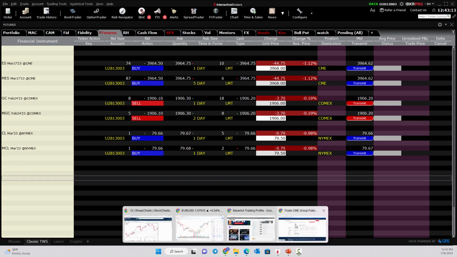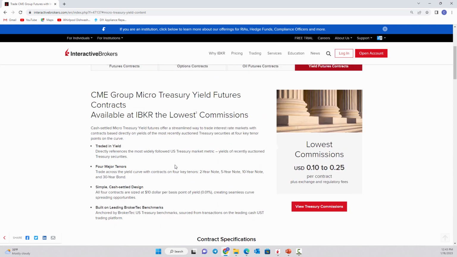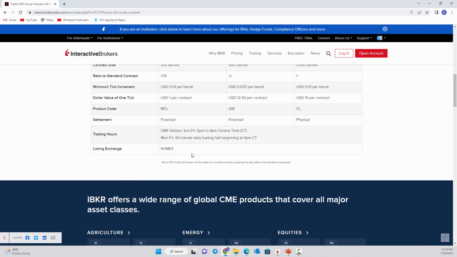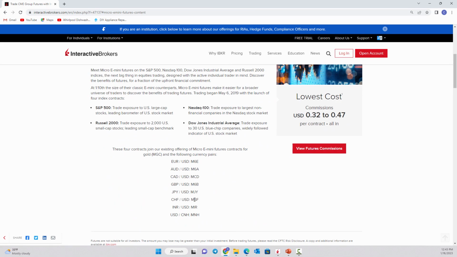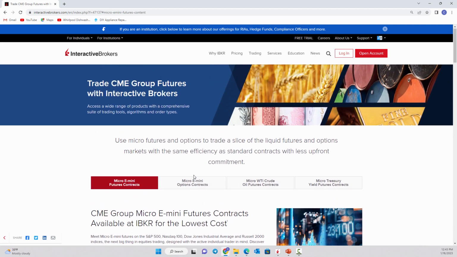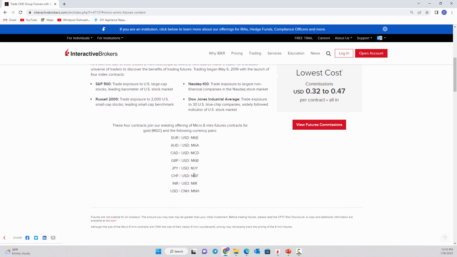So you can go on to the Interactive Brokers website directly. You can actually pull up some information that way. You can find various symbols or breakdowns of the offering. Again, most of the micros will have an M in front of the symbol. So like GC is the symbol for trading gold. MGC happens to be the micro gold future.